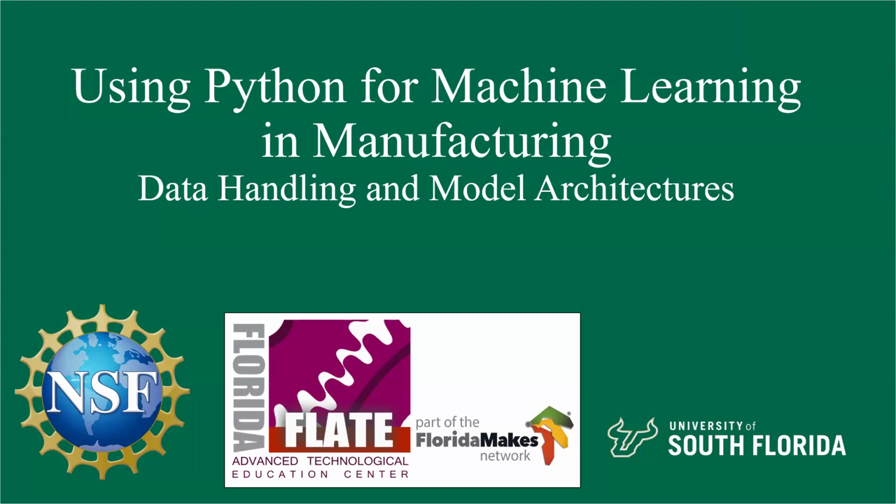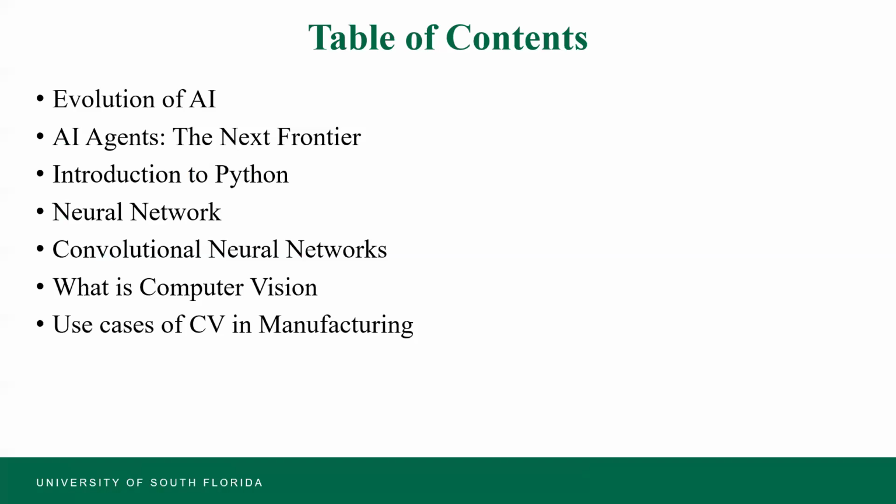So, I'll walk you through a couple of different things that we'll do today. First we are going to be talking about AI, the evolution of AI in manufacturing. Then we'll talk about the next big thing in artificial intelligence. We are going to be touching upon it briefly, which is AI agents, which are coming up to be the next big frontier in all of AI, even in manufacturing.